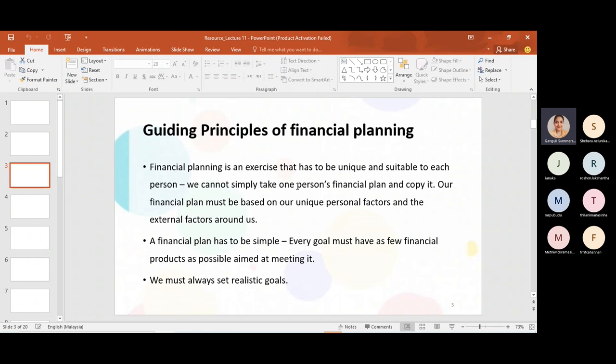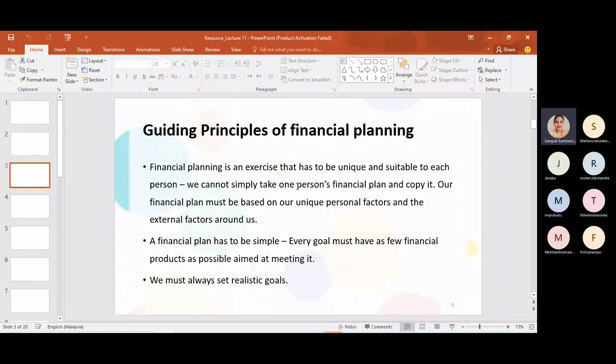In addition to that, a financial plan has to be simple as well. Your financial plan should be something that you can read and understand. It should be understandable. It should not look like another language. So it should be simple and understandable. And in your financial plan, your financial goals should be defined properly as well. So the financial plan has to be simple and understandable. That is another main principle of financial planning.